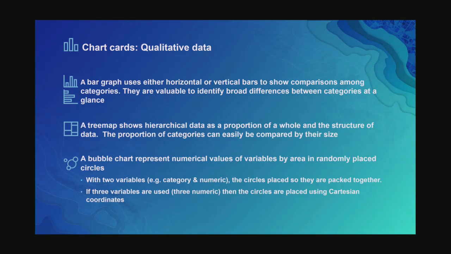If you have 3 numeric variables, essentially a scatter plot, and you have another numeric variable that you want to show the value of, then we will also produce a bubble chart there. So that's 3 numeric variables to produce that type of bubble chart.